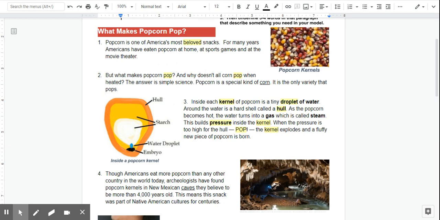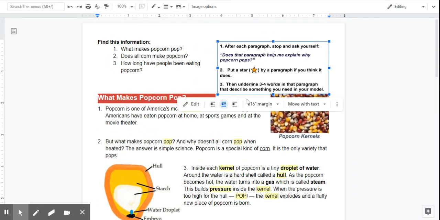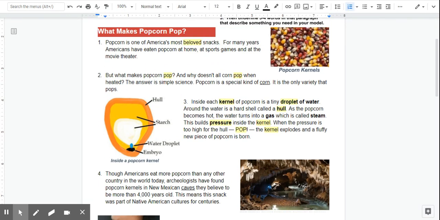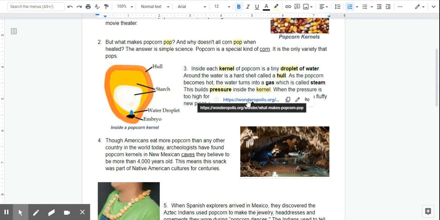Now, this is the paragraph that I think maybe has information that we need to model. So I'm going to come back and put a star by this paragraph later. And I'm going to go back and reread this paragraph at the end so that I remember what information I need when I'm modeling later.